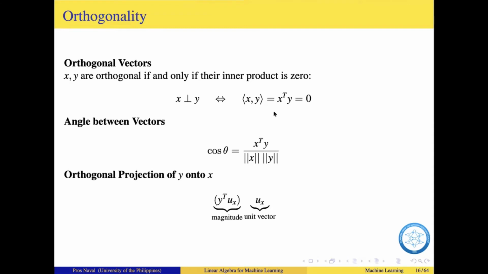Angle between vectors: the angle theta is computed according to this formula. Cosine theta is equal to x transpose y divided by the product of the norms of x and y. Orthogonal projection of y onto x. So the orthogonal projection is just, in this case, y transpose ux, where ux is the unit vector in the direction of x. This is now your magnitude, and you multiply that by the unit vector, and you come up with another vector.